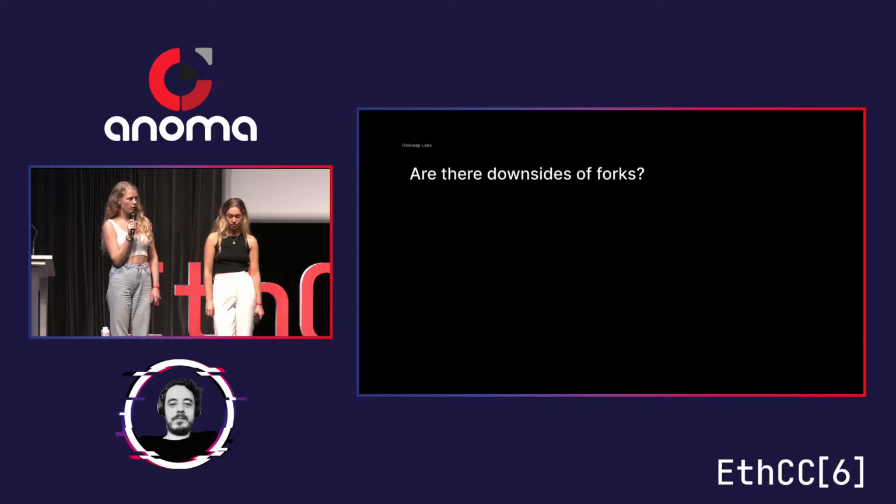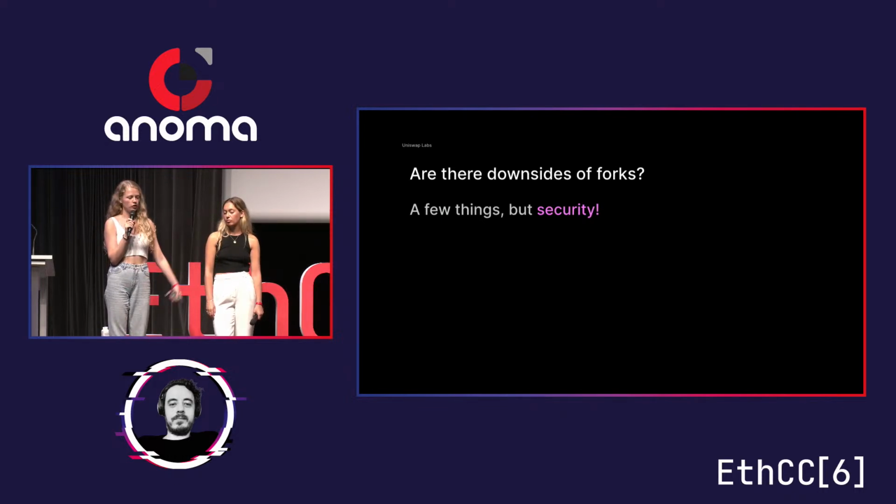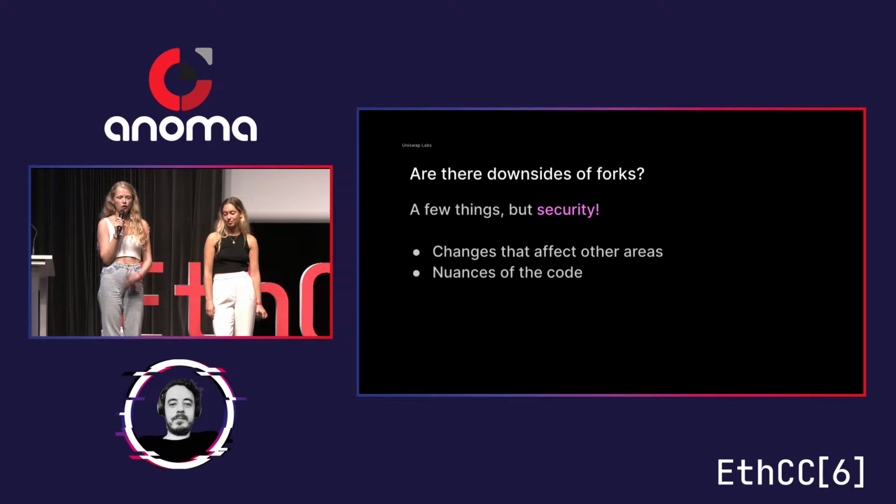Are there any downsides to forks? Well, there's a couple, but one I want to touch on today is security. When you fork someone else's code, you might touch one area of the code with your changes, and it might affect another area of code without you realizing it because you might not know the original code 100% well. And there'll also be nuances in that code, decisions that the developers have made that you might be unaware of, that might lead to you accidentally introducing a bug.